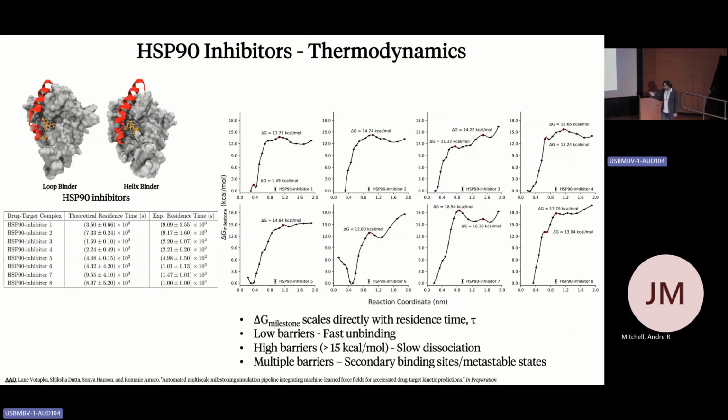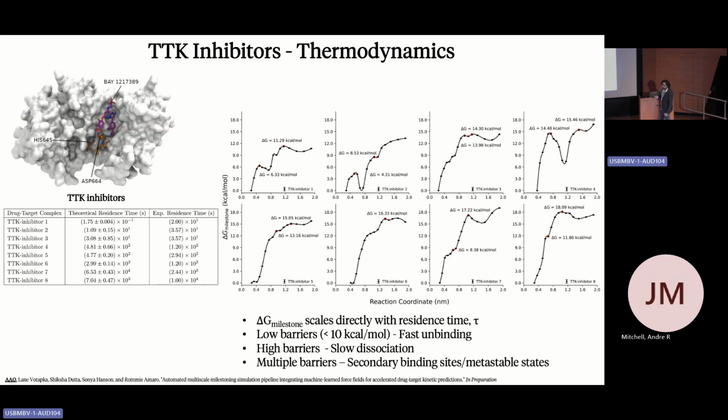Finally, we also wanted to see whether what we derive makes sense in thermodynamics. And yeah, it scales directly with residence time. The low barriers will lead to fast unbinding. And the good thing is we can also associate it with secondary binding sites as well. When the ligand unbinds, it also finds some situations where it sticks with the residues out of the binding site, a secondary binding site, or tertiary binding site. This gives information about those transition states as well. And similarly with the TTK.